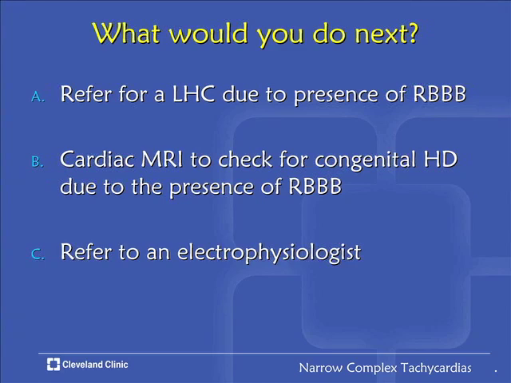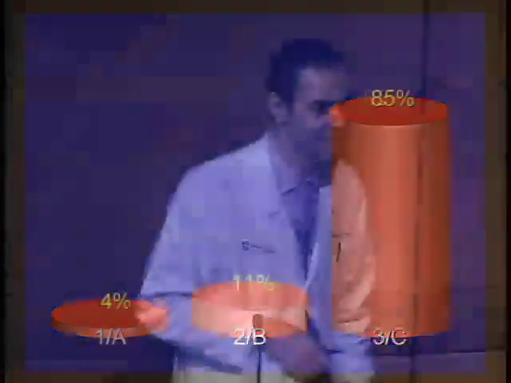Refer her for a right heart cath due to the presence of a right bundle branch block in a young individual? Are you going to ask for a cardiac MRI because of this significant conduction delay? Are you going to ask her to see somebody like me with a catheter and an electrical generator? Excellent. Good job. Trained you all. No, this is actually a WPW, okay? There's two schools of thought. If somebody has supraventricular tachycardia, you gotta take care of it, okay?